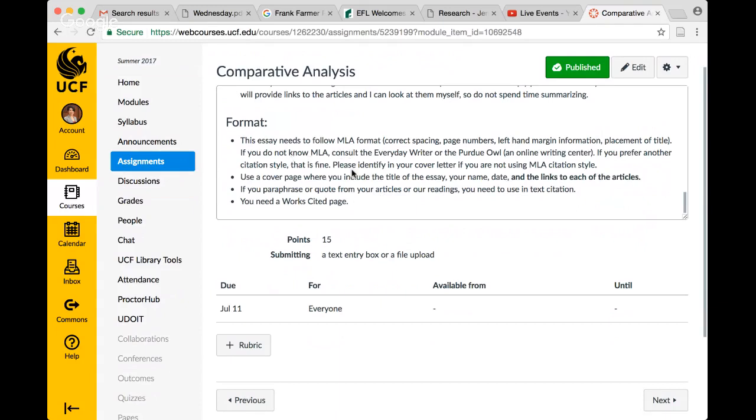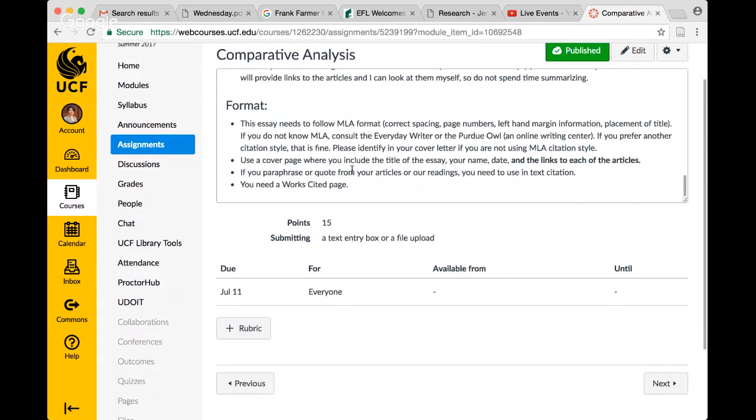So for the formatting, follow MLA. If you're not going to use MLA, that's totally fine. Really, I prefer if you use a different citation style in your major, use that. The more practice for you, the better. Just identify in your cover letter that you're not using MLA and tell me what you are using. Whether you're going to use Turabian, Chicago, AMA, APA, whatever you prefer, okay? If you have no preference, use MLA.